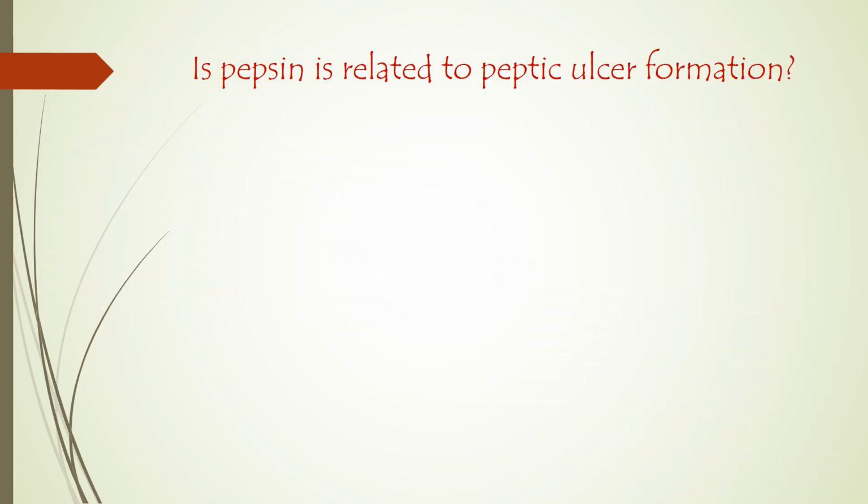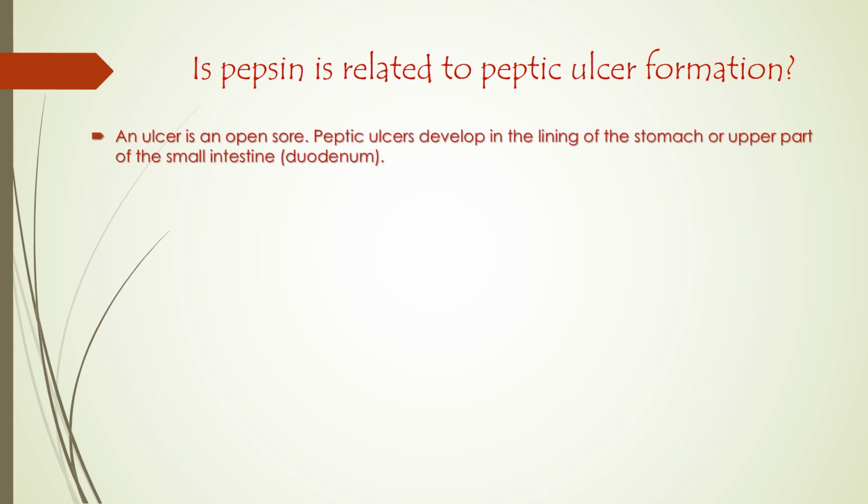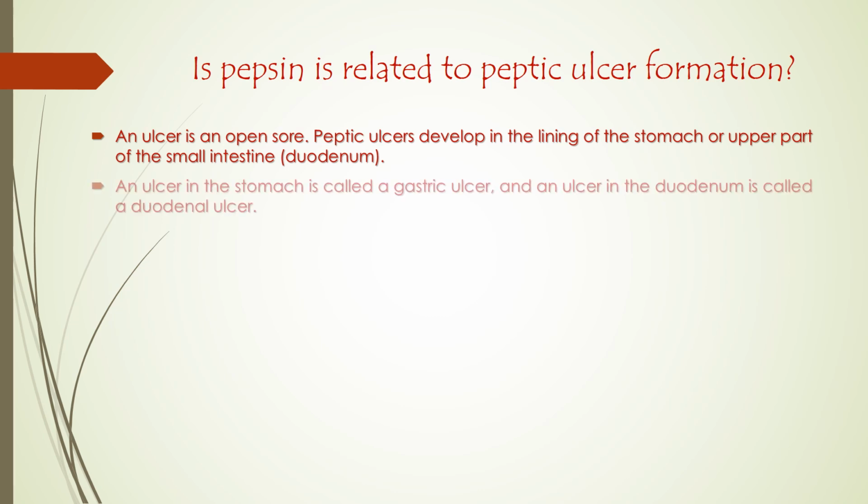Okay. Is pepsin related to peptic ulcer formation? I don't know this student's name. Okay. So he sent this query to my YouTube inbox. So what is an ulcer? An ulcer is an open sore. And a peptic ulcer can develop either in the stomach lining or in the duodenum part.